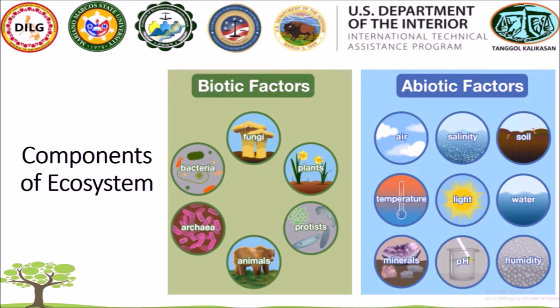Furthermore, both these components are reliant on each other. Suppose one of the factors is removed or altered, its repercussions will be faced by the entire ecosystem. Without a doubt, abiotic factors directly affect the survival of organisms.